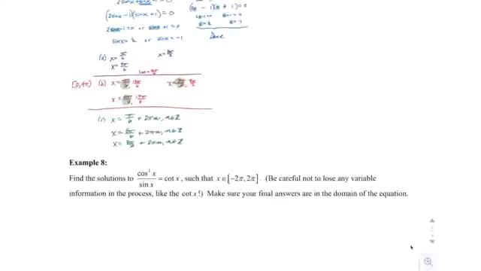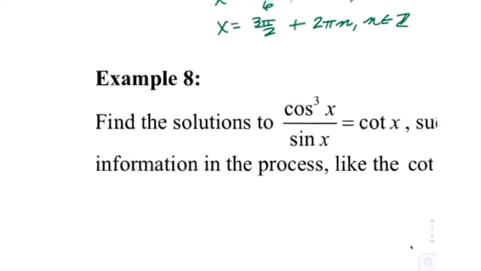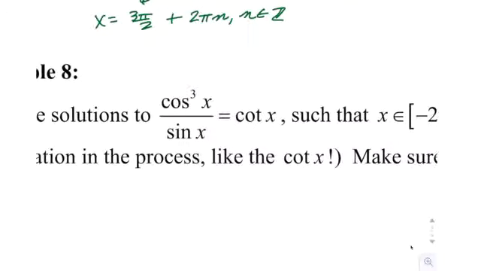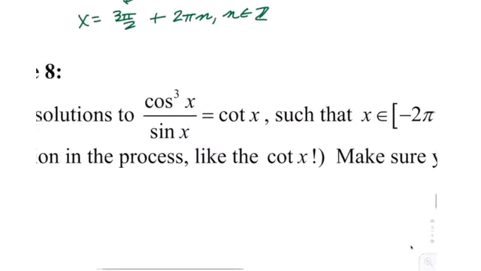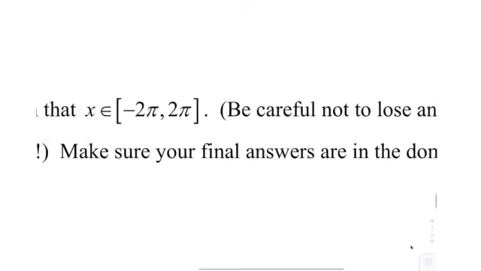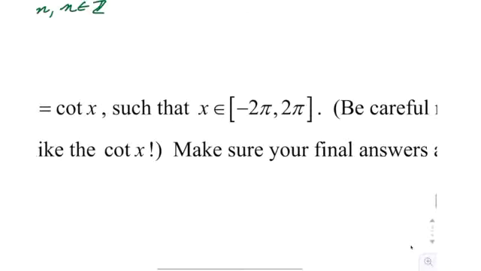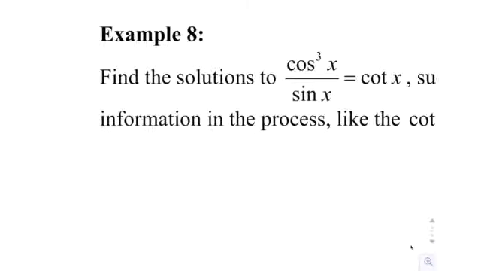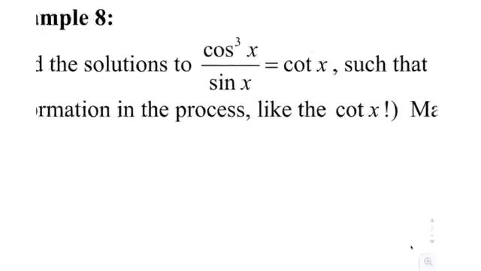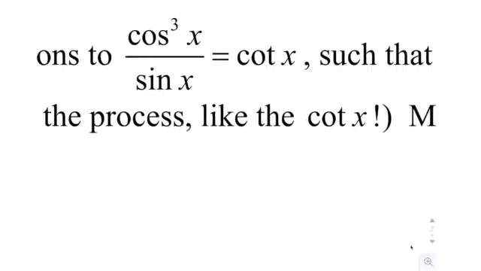All right. Example 8. Find the solutions. Okay, so it's a conditional equation again. This time we've got cosine cubed over sine of x equals cotangent of x, such that x is between negative 2 pi and 2 pi. This one says to be careful not to lose any variable information while you are solving. What does that mean? Well, let's see.